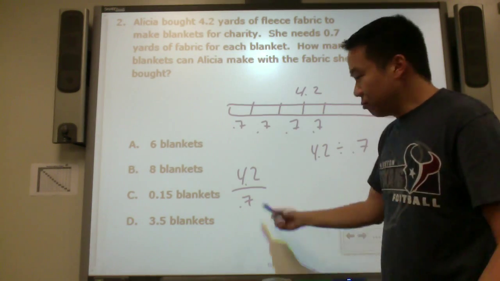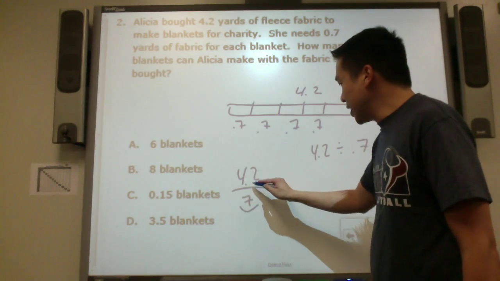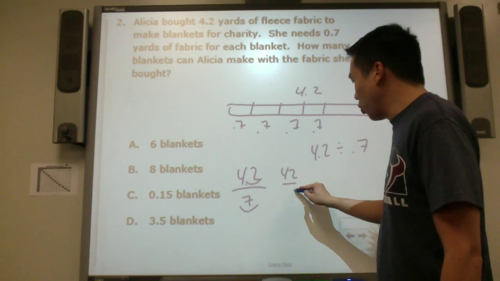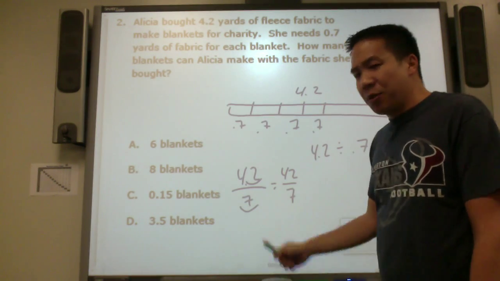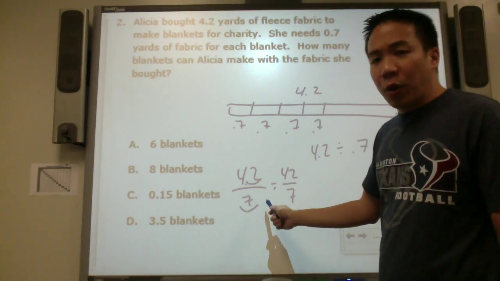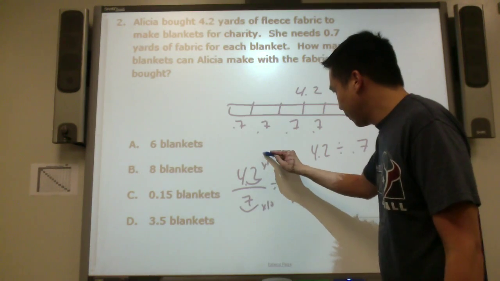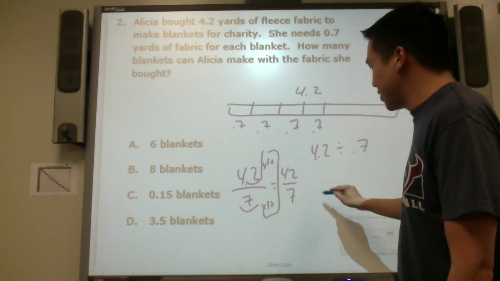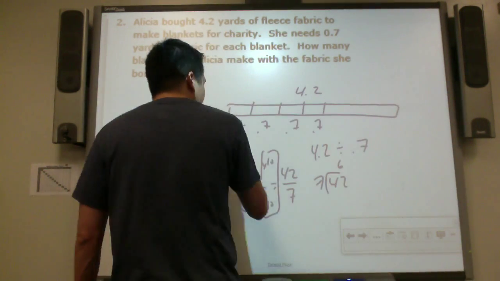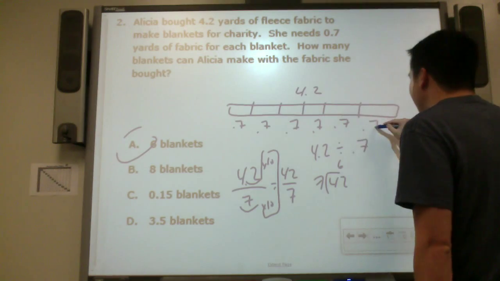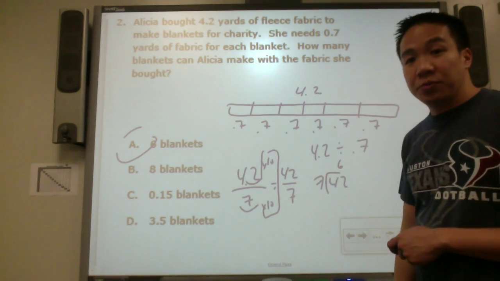Is there another way I can rewrite this? I'm going to move the decimal one place over, so I get 42 divided by 7. You might say, but mathematically, why are you moving the decimal point one place? Because you're multiplying by a power of 10. So, what's 42 divided by 7? 6 is the answer, 6 blankets. So if you had 6 groups of 0.7, it will add up to 4.2.